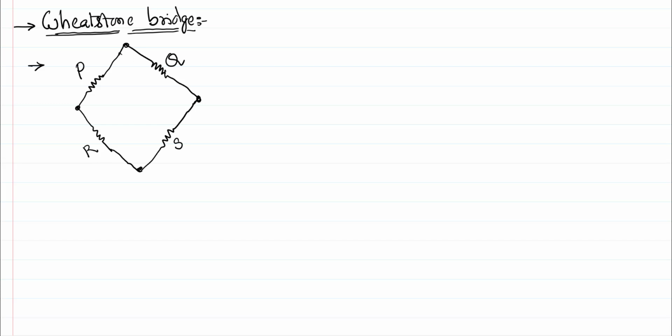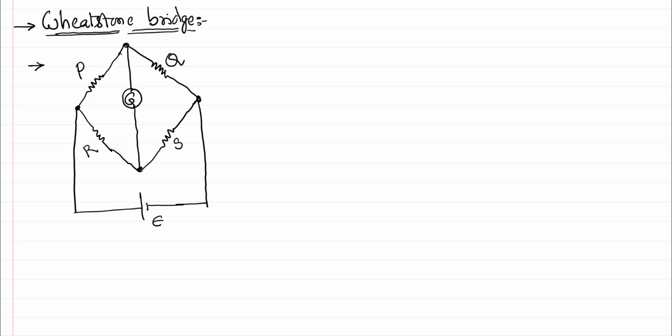So between 2 junctions, a galvanometer is connected in the Wheatstone bridge, and between the other 2 junctions a battery of EMF E is connected, without which current cannot flow in the circuit. So this is an EMF E.